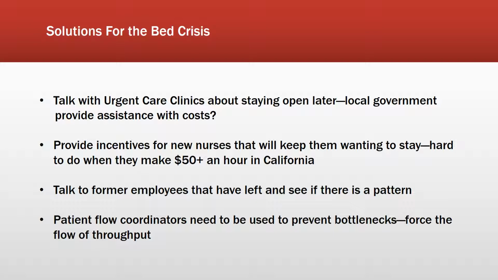We should provide incentives for nurses that will keep them wanting to stay. It's going to be hard to do when they can make $50 an hour in California, but if we can do anything to hold on to the new nurses, we need that new blood in our system because the old nurses are retiring. Talk to the former employees that have left and see if there's a pattern. Then utilize patient flow coordinators to prevent the bottlenecks where everybody just gets stopped up trying to get from one end where you're sitting and waiting to the other end where you're actually treated. We need somebody that's going to direct flow.